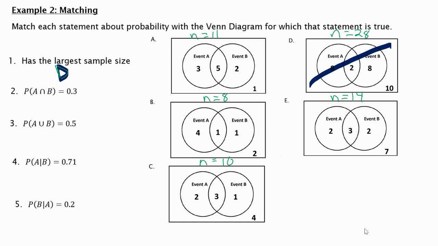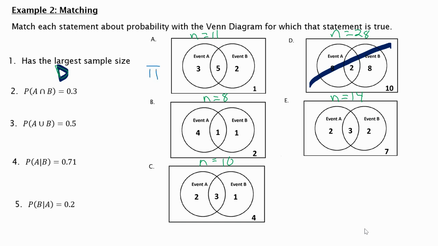For the next question, we're still working with the same problem, so we know what the sample size for all of these are. We can cross out letter D because we know we're not going to use it again. Now we're going to see which one has an intersection probability where A and B is 0.3. So this is the intersection. When we calculate it, we're still using our sample size as our denominator.